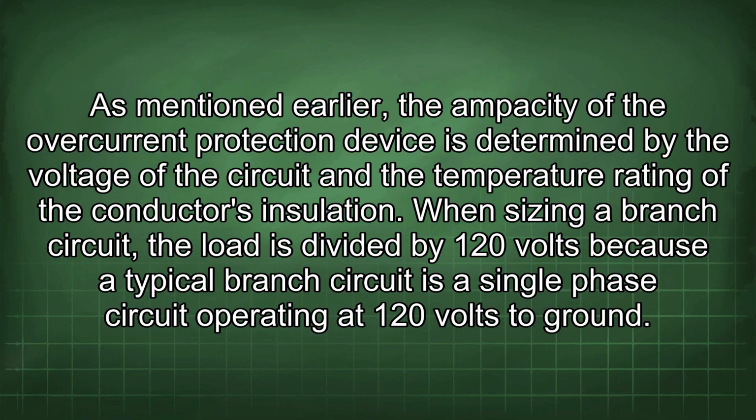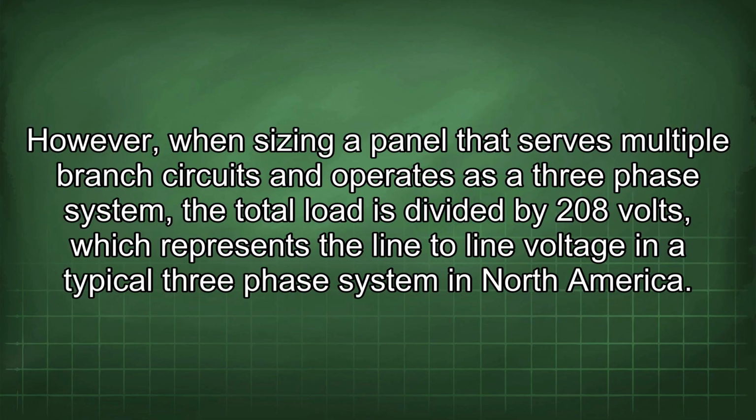When sizing a branch circuit, the load is divided by 120 volts because a typical branch circuit is a single-phase circuit operating at 120 volts to ground. However, when sizing a panel that serves multiple branch circuits and operates as a three-phase system, the total load is divided by 208 volts, which represents the line-to-line voltage in a typical three-phase system in North America.